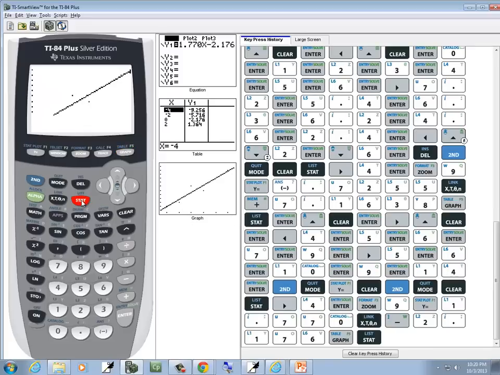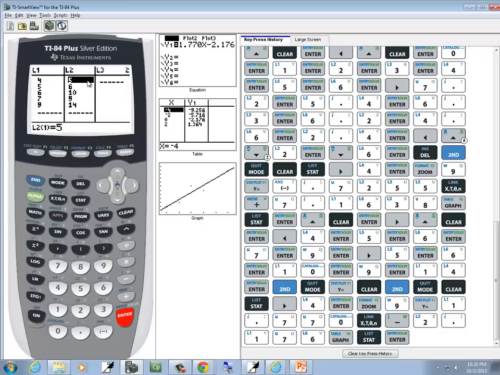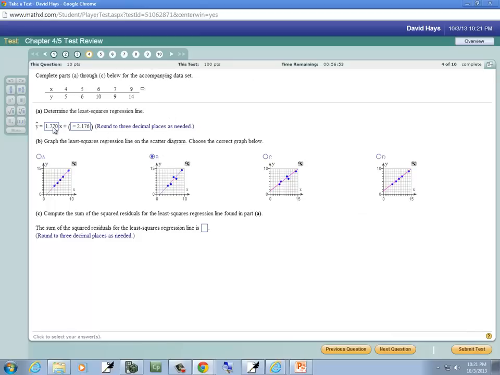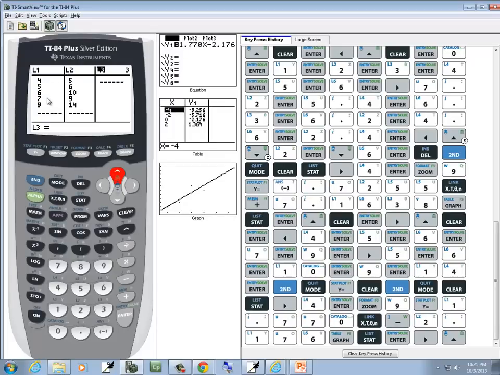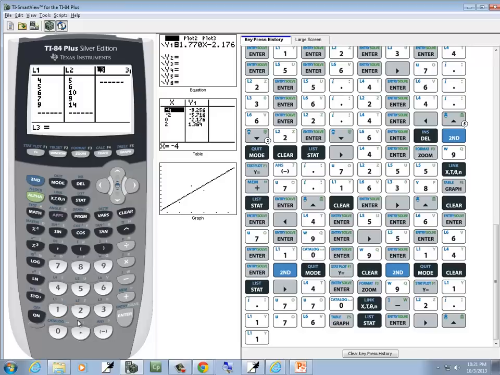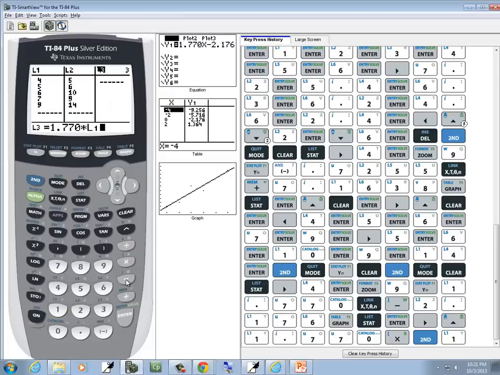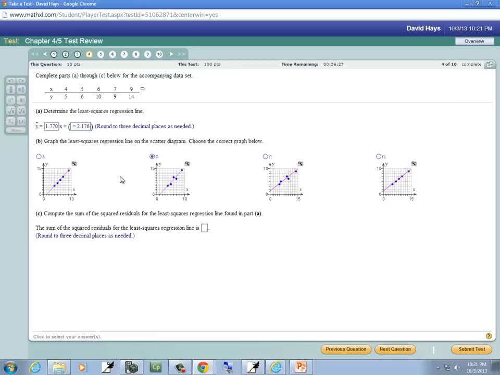If I go back to my stat and I go over to my edit. Now remember, your L1 is your X values, your L2 is your Y values. So I come over here to L3, up arrow to L3, so I'm highlighting it, and we want to put in this formula. So I got 1.770x. Now the X is going to refer to my X values in L1. So I'm going to have 1.770 times, and then we want L1, so do second one, then minus 2.176.